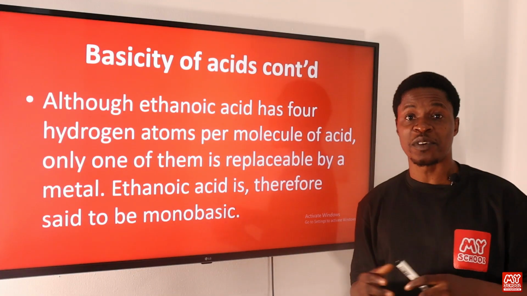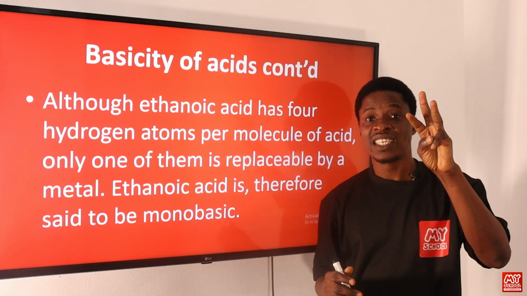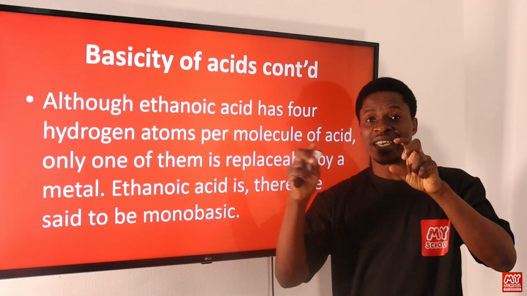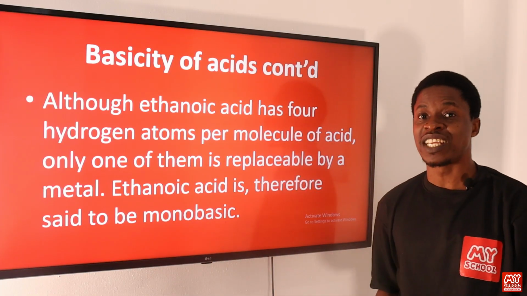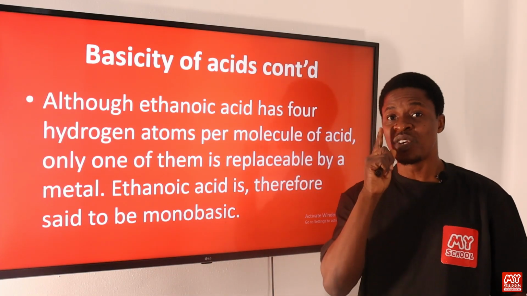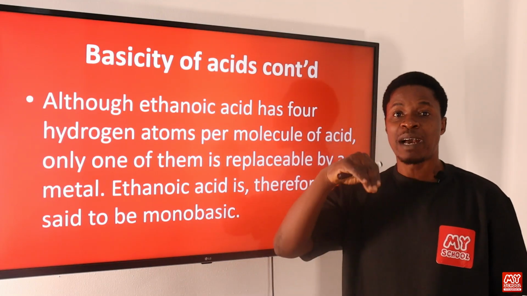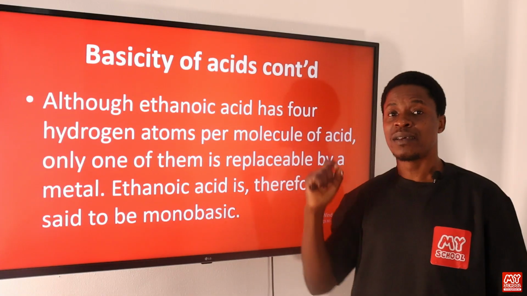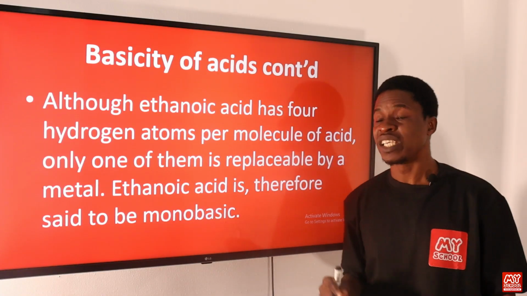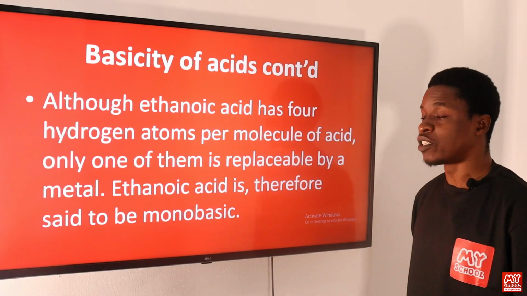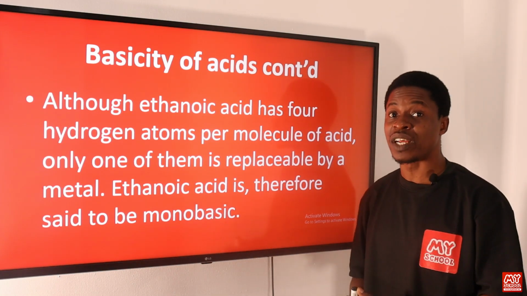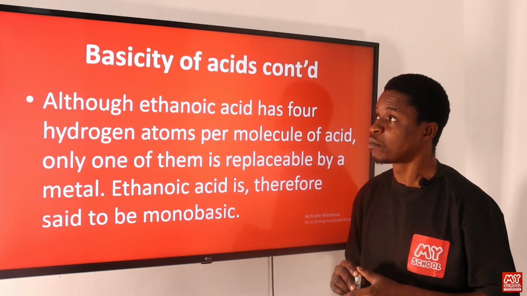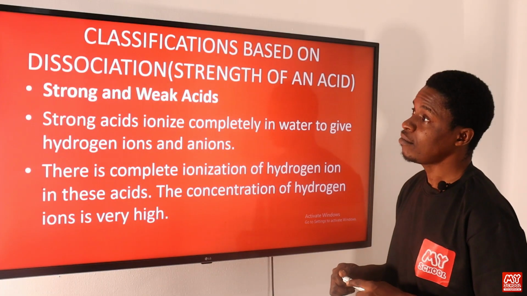Some students get confused because they feel we have CH3CO, so 3 H plus 1 making 4, and then say, oh, it is 4 because there are 4 hydrogen atoms there. No, it is only 1 hydrogen, the last one, that can be replaced by a metal. So we have CH3COO minus plus H plus. So 1 hydrogen is that. So the basicity of ethanoic acid, CH3COOH, is actually 1, or monobasic. Let's move on to the next slide now.